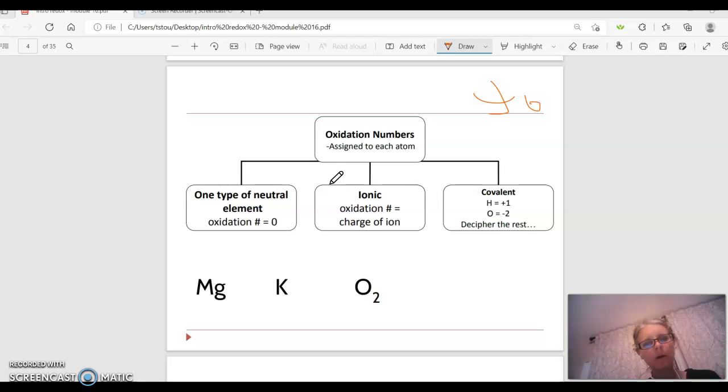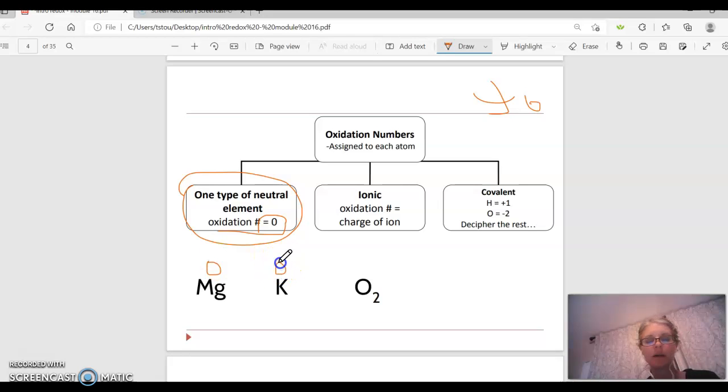So if you think about all the compounds, we really have 3 different types. The first type is one type of neutral element. If we got one type of neutral element, the oxidation number is always 0. So in other words, if we got magnesium right here, it's just one type of element, it's neutral because it has no charge, its oxidation number is 0. That means it has the right amount of electrons. They're not sharing them unequally with anybody.